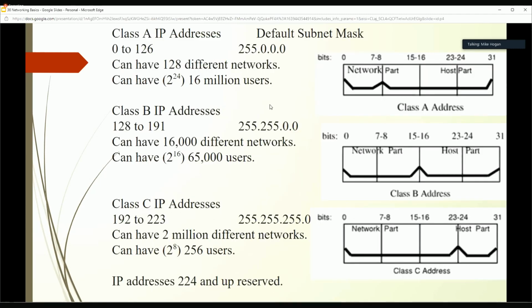Here's a closer look at that. We're talking about class A, B, and C IP addresses. Class A addresses range from 0 to 126, can have 128 different networks, and can have 2 to the 24, about 16 million, users. If you look at this graphic on the right, we're using the first 8 bits as the network, identifying the network. The other three octets represent hosts.